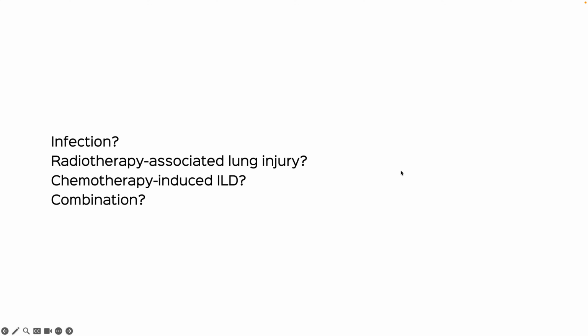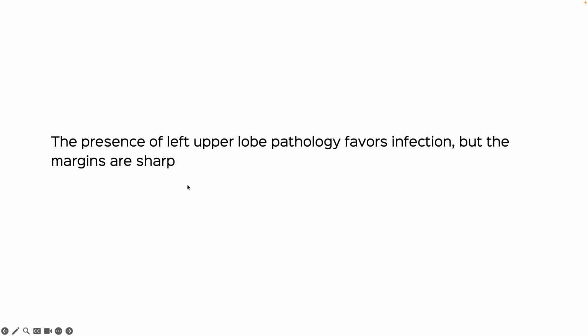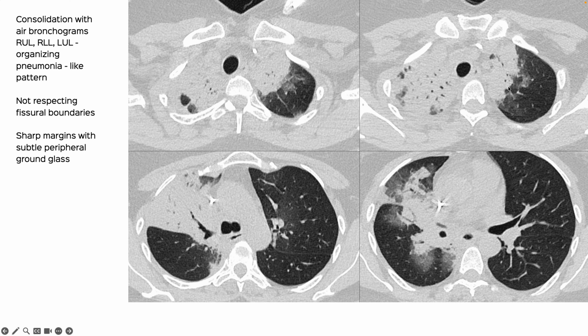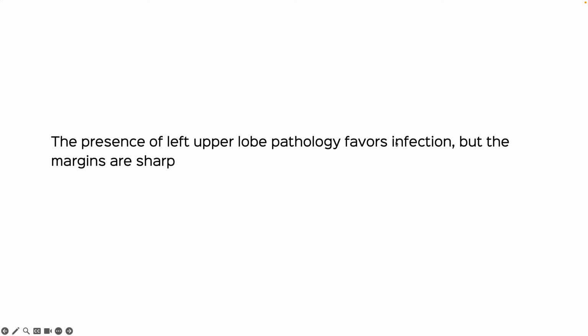And so, is this infection? Is this radiotherapy-associated lung injury, which is the new term provided by the new guidelines? Is it chemotherapy or drug-induced ILD, or is it a combination of everything? It's difficult because if it's bilateral, asymmetric, multifocal, you would think of infection, you would think of chemotherapy. All of these things become relevant, and that's also because of the left upper lobe pathology. The only thing is, if I go back, the margins are sharp, and that's a little unusual.